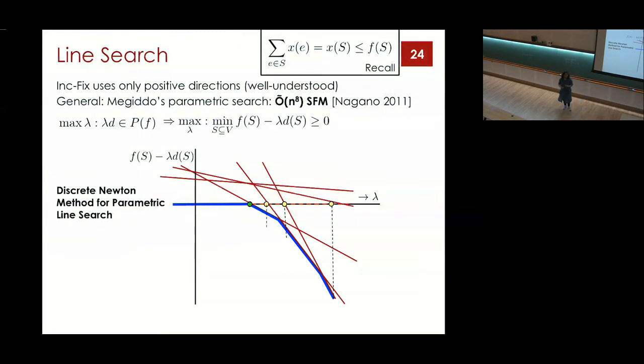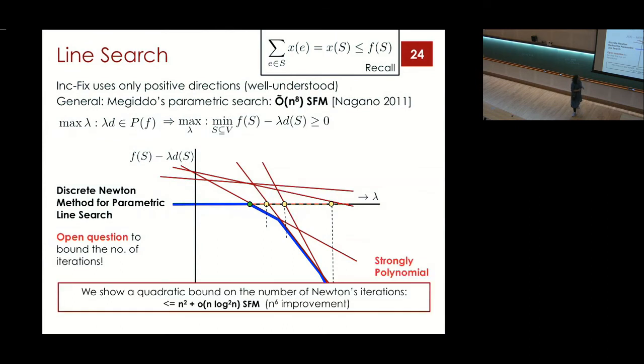But the open question here was that we do not have any bound for the number of iterations for the discrete Newton method. And in this work, we showed that you can actually bound the number of iterations by a quadratic, and that resulted in an n to the 6 improvement in the strongly polynomial running time.